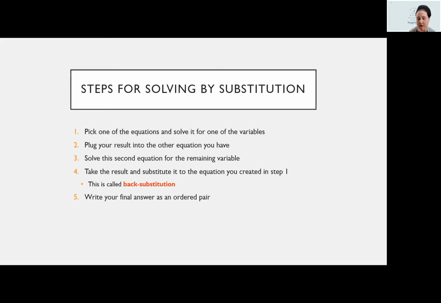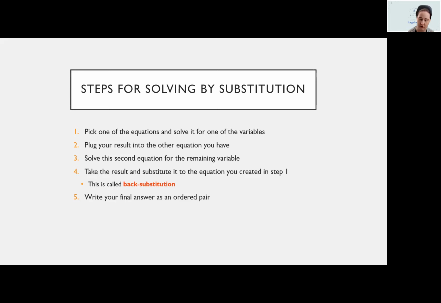When you're solving by substitution, you're basically taking one equation and plugging it into the other. Since we've got more than one variable, you pick one of your equations, and then pick one of the variables to solve for. You either solve for x or solve for y, and then you plug that into the second equation. That gives you an equation with only one variable left to solve for, and then you solve that.